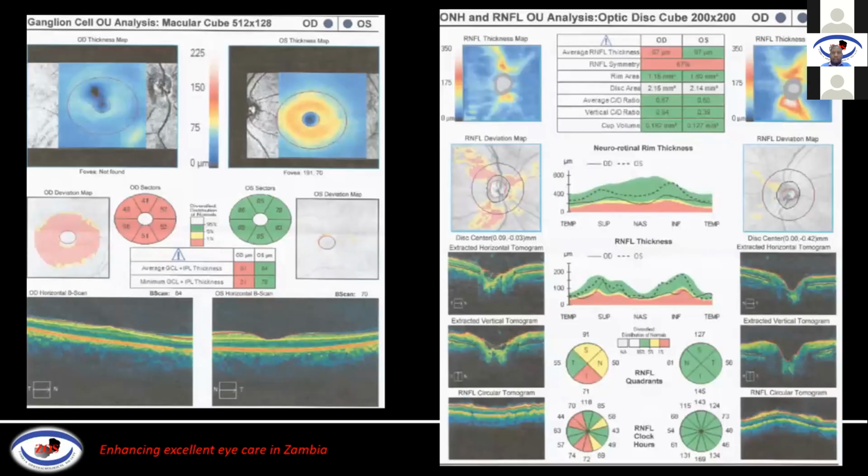These were the investigations. To your left, there's a ganglion cell analysis, which essentially shows thinning of the ganglion cell layer on the right. Then to the right of the screen, you can see the retinal nerve fiber layer. And you can see on the right eye, there was retinal nerve fiber layer thinning, but the left eye was normal.